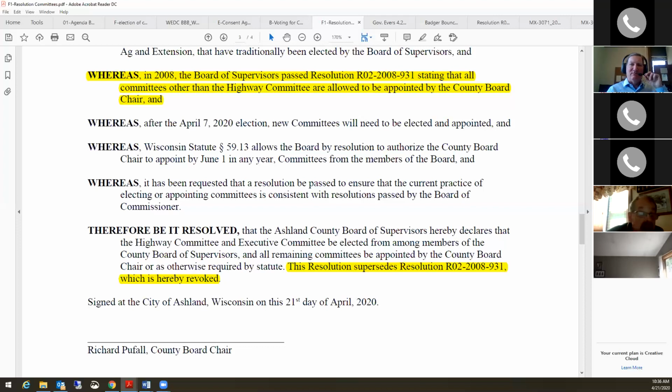Kathy Schutte here. Before we do the roll call vote, could you explain one more time so everybody is clear with what we're doing the roll call vote for? Okay, by voting yes on this, you're basically going to make the highway committee and the executive committee be elected among the members of the county board of supervisors. The other committees will be appointed by the county board chair or as otherwise required by statute. So the short of it is the two committees that you had been electing, ag and forestry, will be appointed by the chair. That's what your affirmative vote will give you.